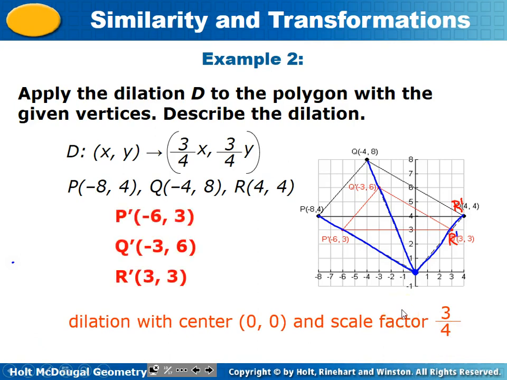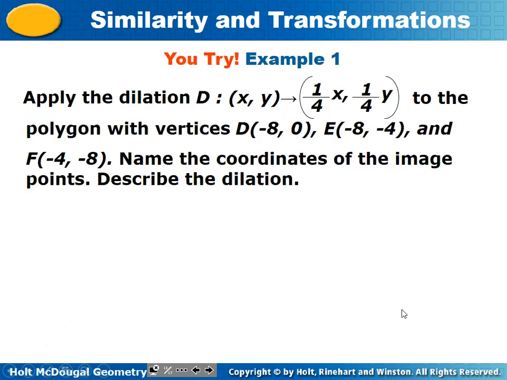These are our new points, and we already had those up there: -6, 3, -3, 6, 3, 3. So here's the last one. I want you guys to go ahead and do this. And I want to remind you guys that multiplying by 1/4 is the same as dividing by 4. So you guys should all be able to do this one pretty quickly.